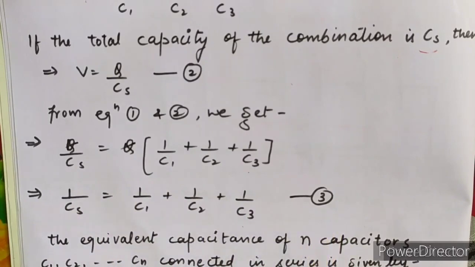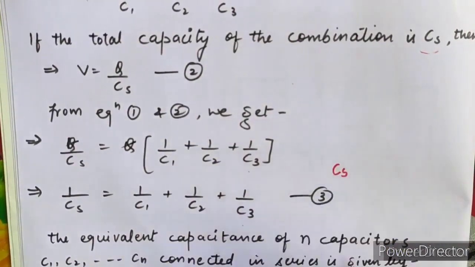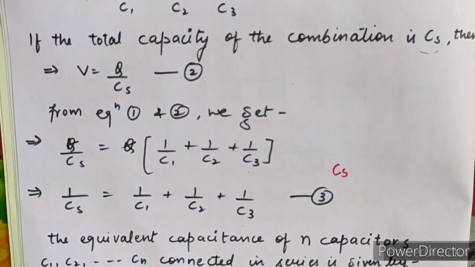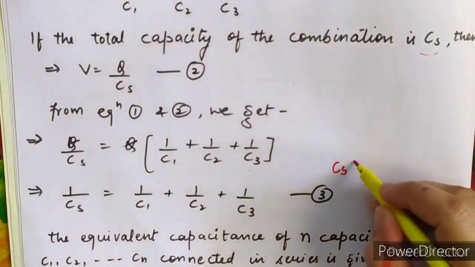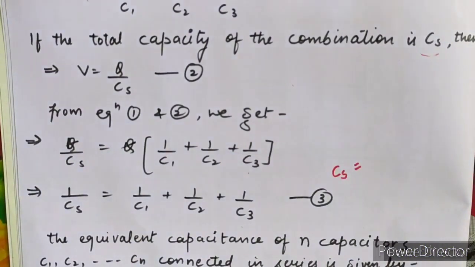Okay, and this value is coming as 1 upon CS. In the last you have to calculate the value of CS. So for this, what you have to do? You have to take the LCM. Okay, so after taking the LCM, the answer will be the final answer.